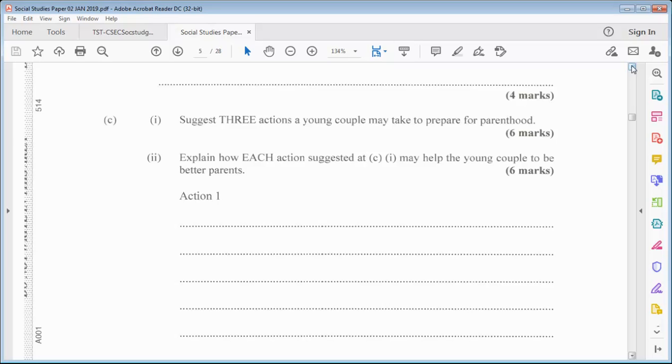What's another action? Action 2, a young couple can prepare for parenthood by having adequate economic or financial resources. What do we mean when we say having adequate economic financial resources? Well, here's the explanation. Notice this, a couple must provide financially for their child throughout his life. Law says up to 18, sometimes it goes 16, sometimes it goes beyond that because it may involve tertiary education. So a couple must provide financially for their child throughout his life.